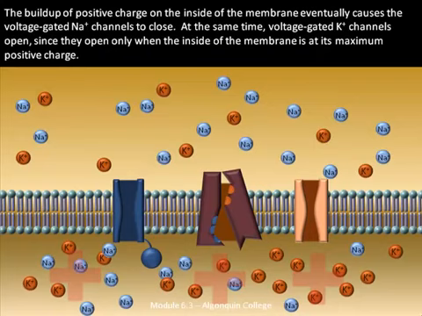The buildup of positive charge on the inside of the membrane eventually causes the voltage-gated sodium channels to close. At the same time, voltage-gated potassium channels open, since they open only when the inside of the membrane is at its maximum positive charge.